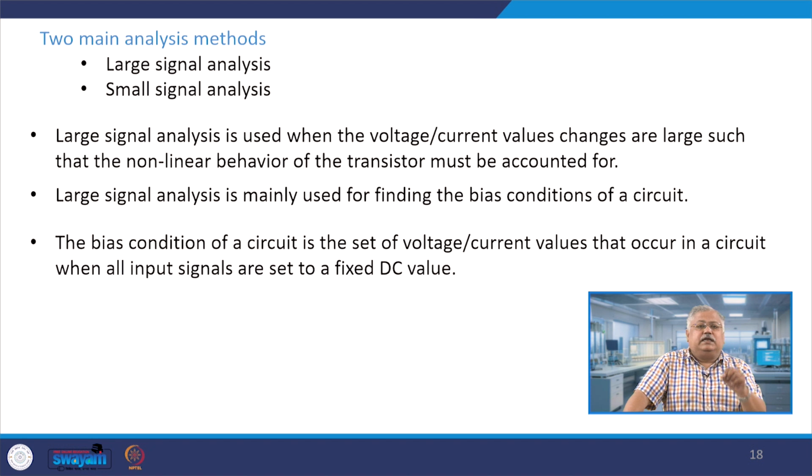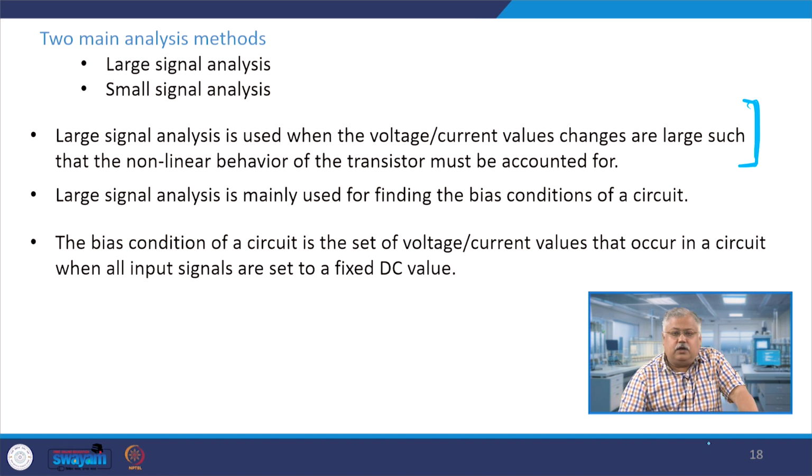if the signal is large, it effectively means that the gate voltage which you are giving is varying to a large extent, right? It's moving very large. Once this is moving very large, the nonlinearity of the transistor must be taken into account, and that is what is written here in the first expression, where the nonlinearity of the device is taken into account. Therefore, large signal analysis is mainly used to find the bias condition of the circuit.